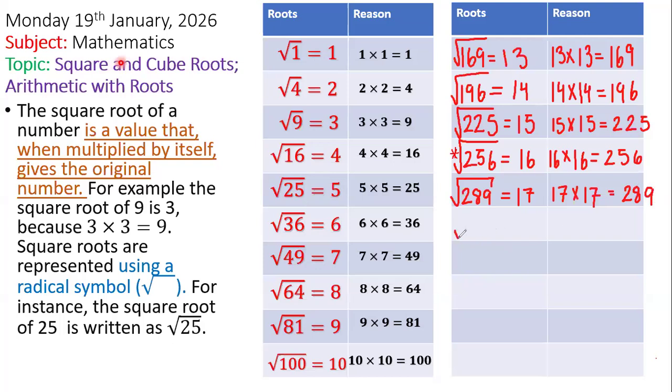What's the square root of 324? 18. Very good. What's the reason? 18 times 18 is 324. Very good.